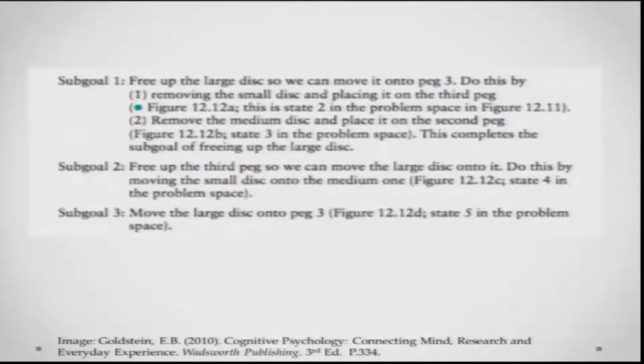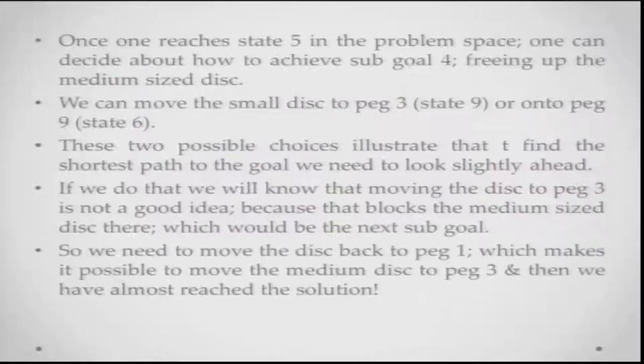Now what you can do is pick up the smaller disk, keep it back on peg 1, pick up the medium disk, keep it on peg 3, and then bring the smallest disk onto peg 3. This is basically a very quick solution to the Tower of Hanoi problem, but it is obviously a complicated problem once you start dealing with it in steps and start figuring this out. So again, this is just a description of how the problem has to be solved.